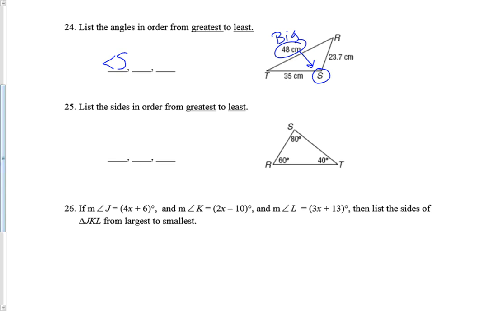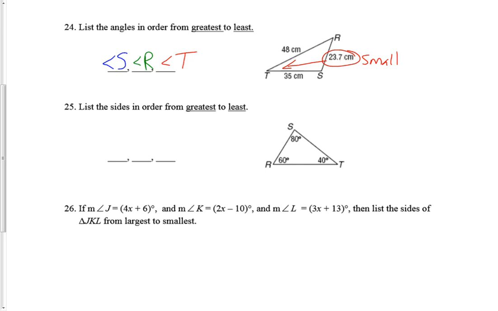Next, I need to find the middle side. The middle side is going to be 35. Across from that will be the middle angle, which is angle R. Finally, I need to find the smallest side. The smallest side is the 23.7, and across from the smallest side will be the smallest angle, and that's angle T.